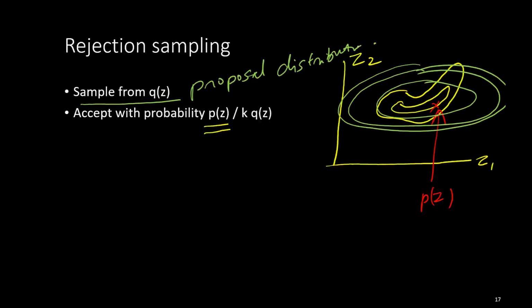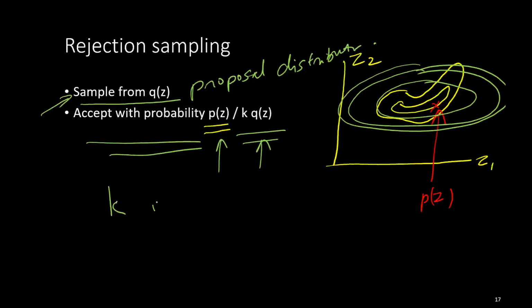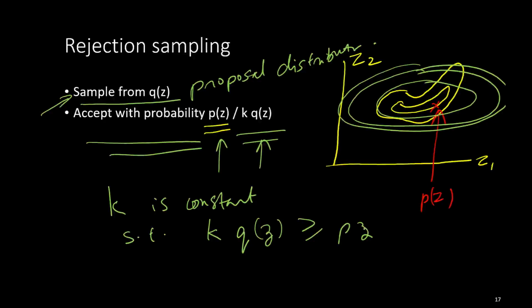Now, using Q of Z, how will I generate samples from P of Z? P of Z, mind you, is a complicated distribution for which I cannot easily generate samples, but given a Z value, I can compute P of Z. So in rejection sampling, we first generate a sample from Q of Z, and then we accept it with probability P of Z divided by K times Q of Z. What is K? K is a constant such that K times Q of Z is greater than or equal to P of Z for all Z. So I have to find a particular K where K Q of Z is greater than or equal to all P of Z.